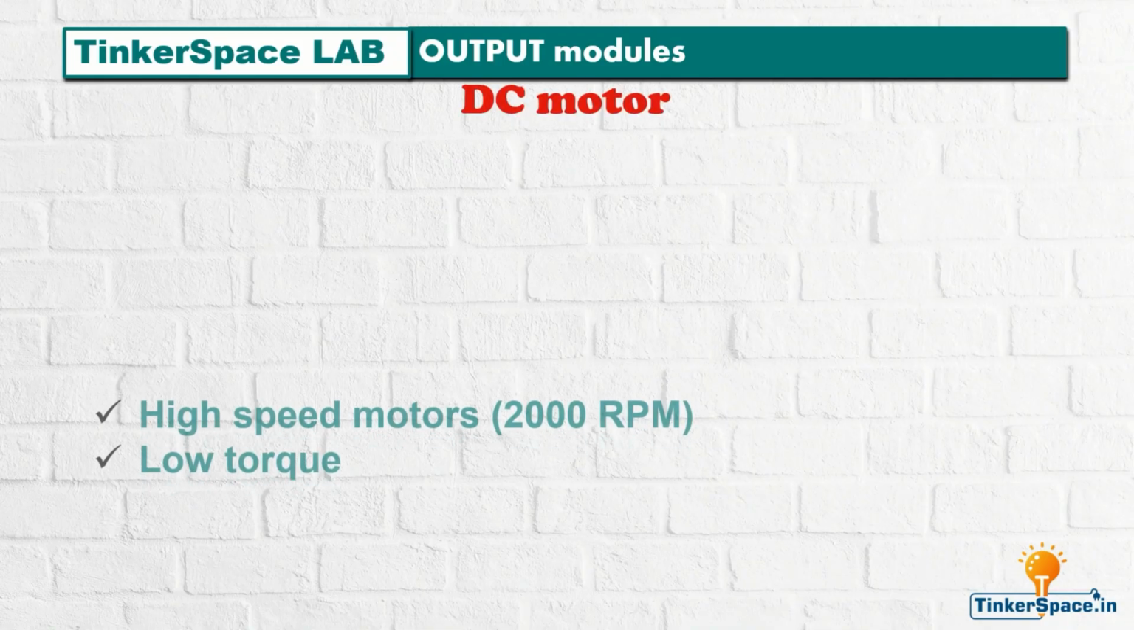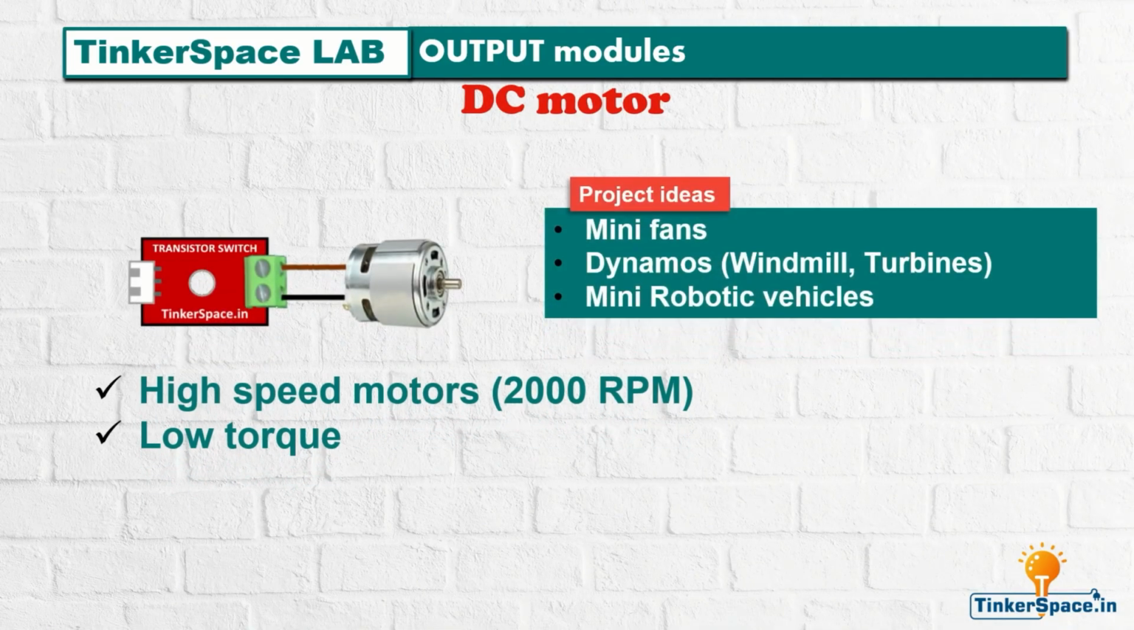Then comes the DC motor. The DC motor is a high-speed motor and the speed is 2000 RPM, but it has very low torque.